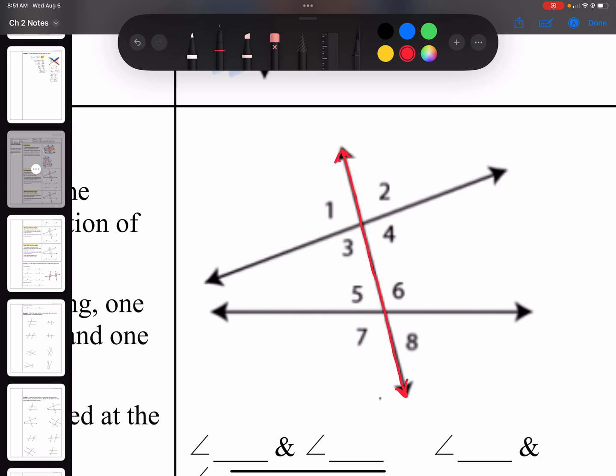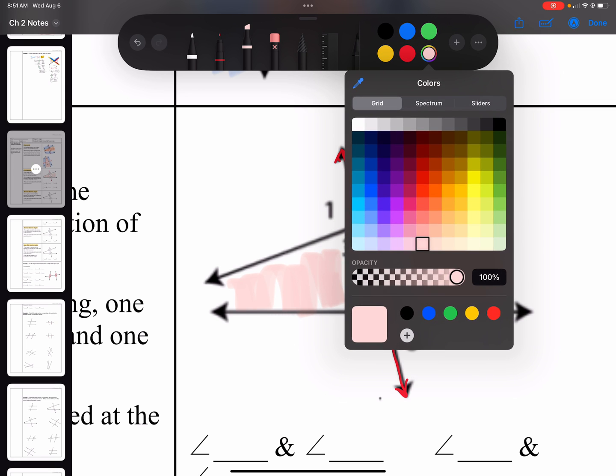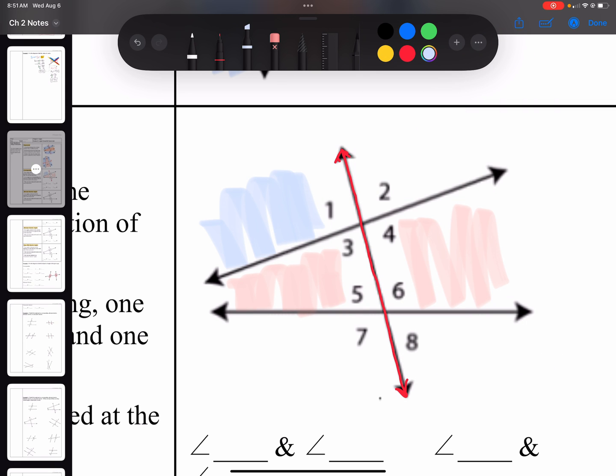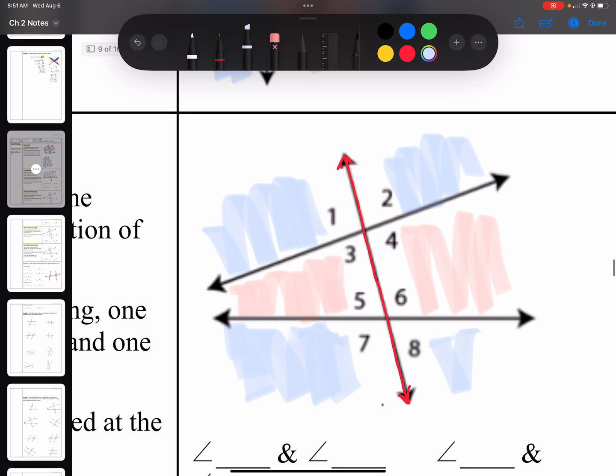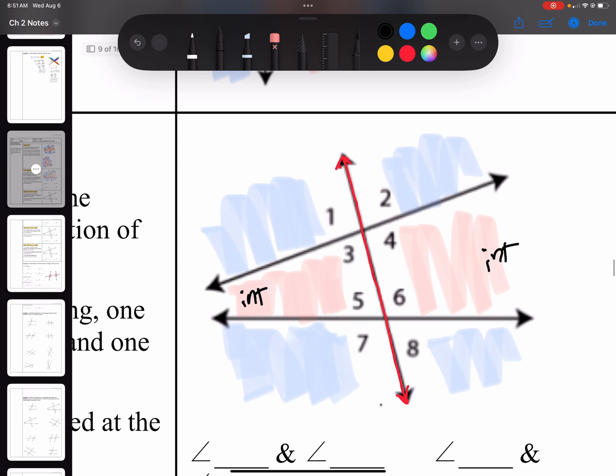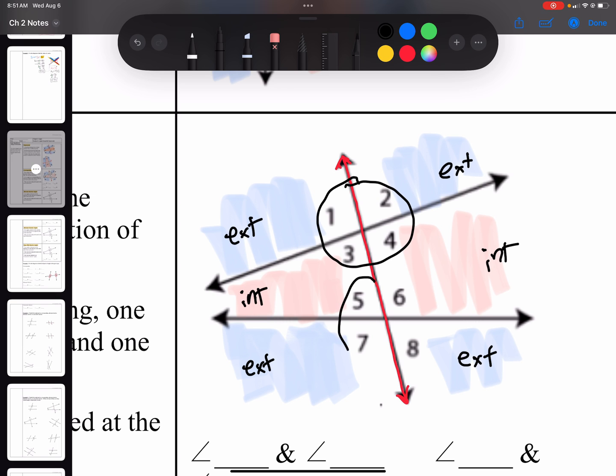Now, all these new angle pairs that we're about to learn, one must come from the intersection at the top and one must come from the intersection at the bottom. So once again, this is my interior and this is my exterior. And I'm going to circle each intersection. I have an intersection there and I have an intersection here. So all these new angle pairs that we're learning about, one must come from up here and one must come from down here. So what makes angles corresponding?